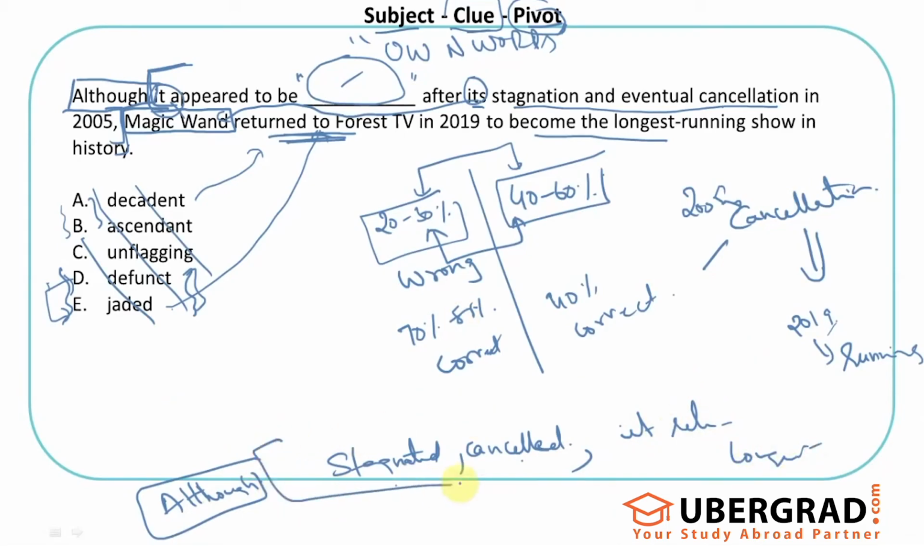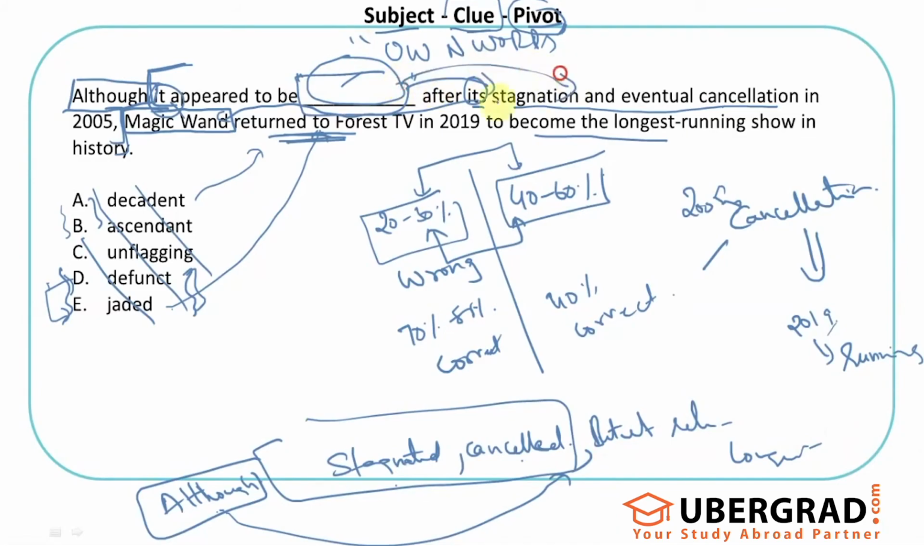So it was stagnated and cancelled, but although, you can fit it like this also, it returned and became the longest running show. So it is looking good. So what should I have in this blank, which is syncing with this part? Stagnation, cancellation. It appeared to be dash after its stagnation and eventual cancellation. So this blank should be in sync with what is being talked about here. In stagnation, cancellation, what do you expect when something is stagnant and cancelled? Something like done and dusted, right?